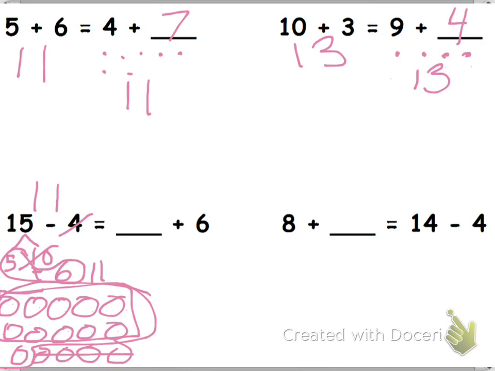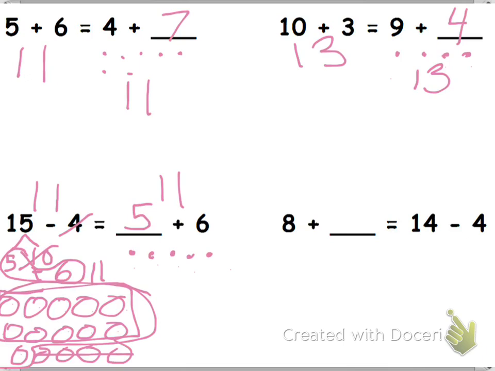Then we know it's blank plus 6. We have to figure out what plus 6 equals 11. So we can count on 6, 7, 8, 9, 10, 11. So 1, 2, 3, 4, 5. So we know 5 plus 6 also equals 11. So 15 minus 4 equals 11, and 5 plus 6 equals 11.